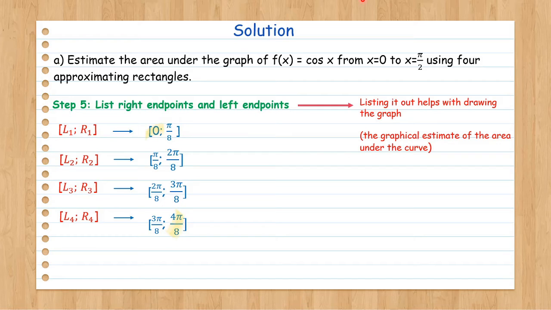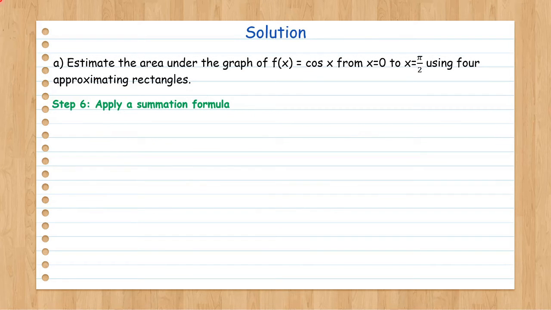Now, did you notice something from the endpoints that I highlighted? That is the interval for the function f of x is equal to cos x, right over here. And this is the interval that we are working with to estimate the area. Now for step 6, we will apply a summation formula.